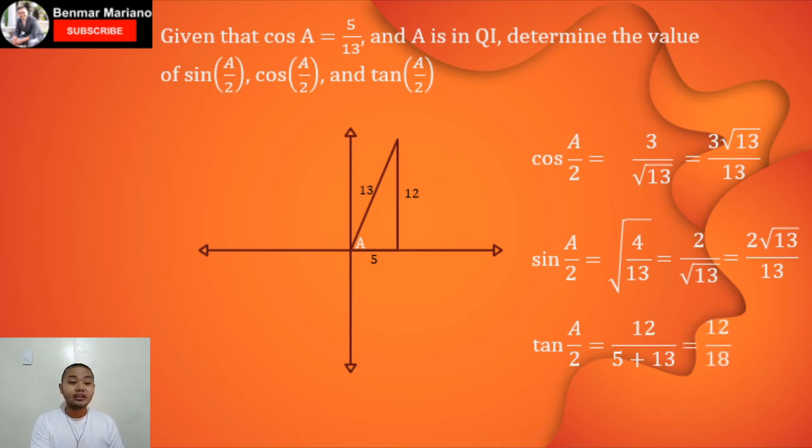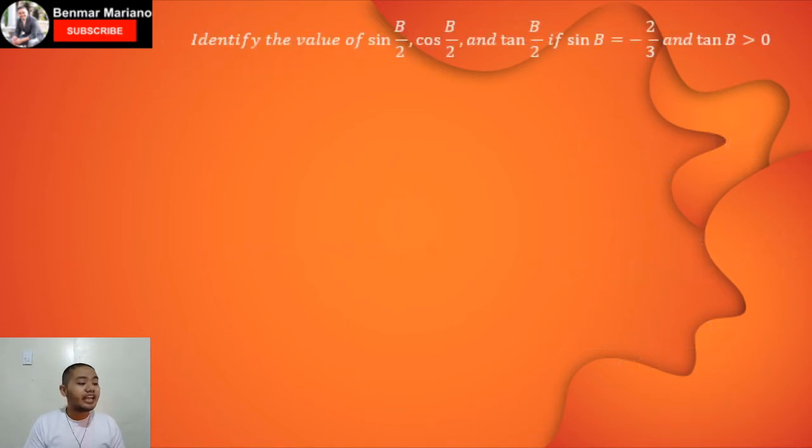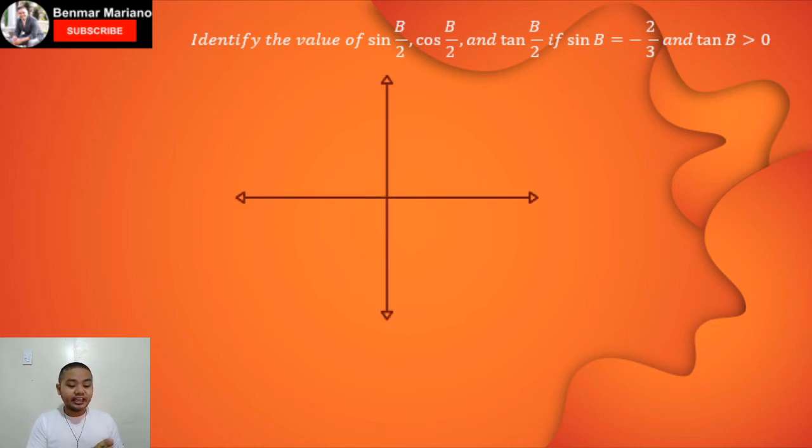Simplifying that fraction, and we will get 2/3. Next example. So we have here, identify the value of sine B over 2, cosine B over 2, and tangent B over 2 if sine B is equal to negative 2/3 and tangent B is greater than 0. Okay? So, again, let us first identify the opposite side, the adjacent side, and the hypotenuse of angle B.